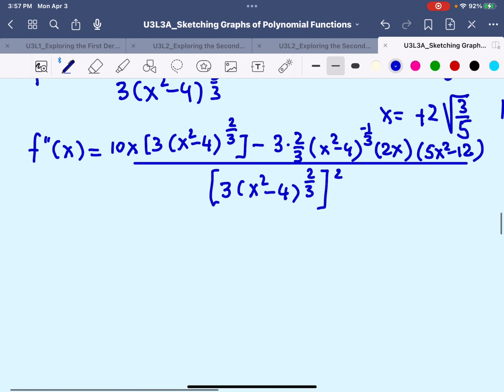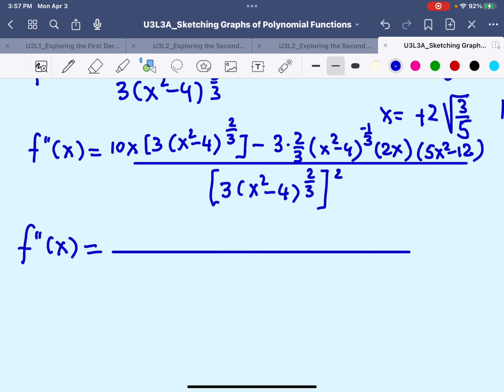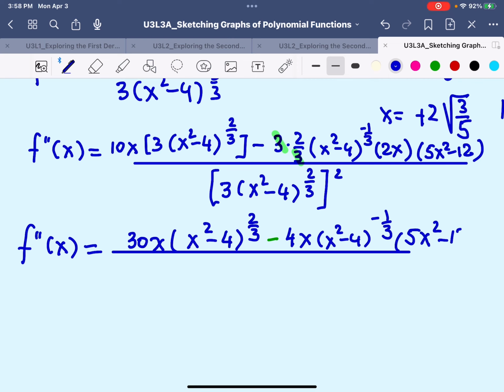Okay, so quite an interesting derivative here. We're going to go over the simplifying a little bit patiently, because as you can see, it's a heavier expression. So we have 30x (x squared minus 4) to the power of 2 over 3. Down here we have the monomials. So we have the 3 and 3 here simplified. We have the number 2 and 2x that can multiply to negative 4x. We have (x squared minus 4) to the power of negative 1 over 3, and then 5x squared minus 12. We do not want to expand right away, so we want to go over the factoring process first.